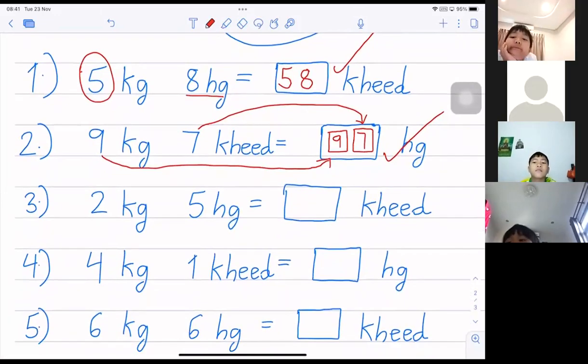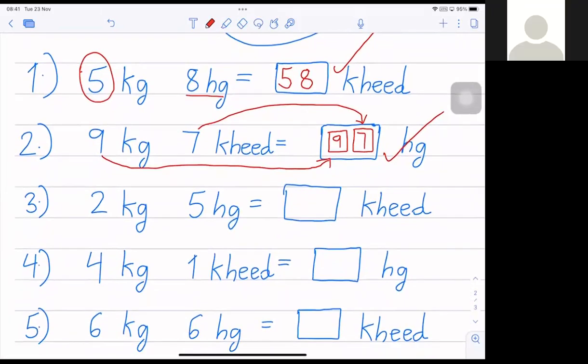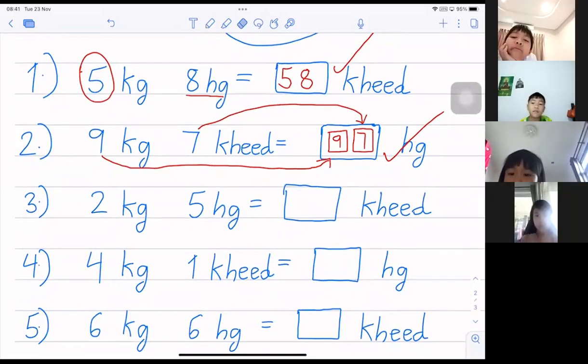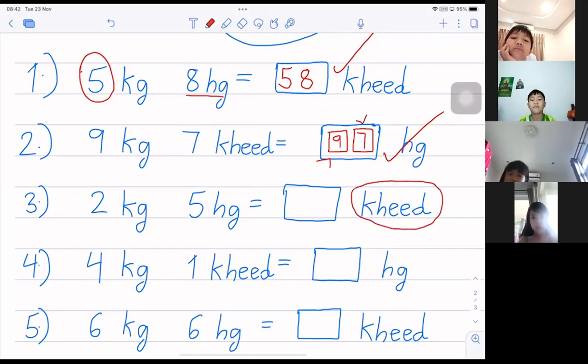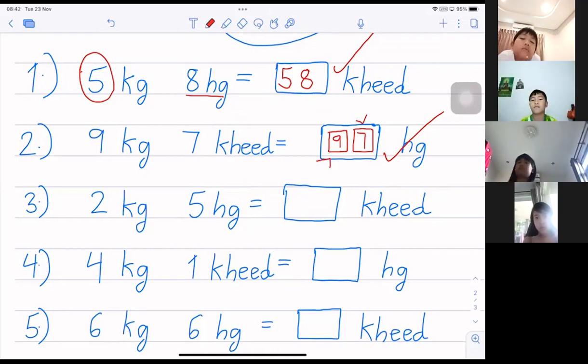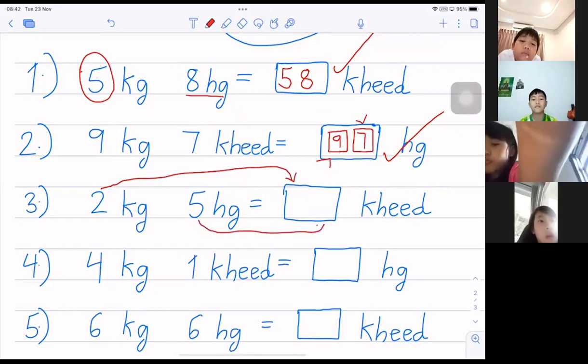Number three, let's see, number three. Bank. Turn on your microphone, bank. Okay. Bank, number three. 2 kilograms, 5 HG. Okay. 2 kilograms, 5 HG is equals to how many kheed? How many kheed? The one here, 2 kilogram, 5 HG. How many kheed?